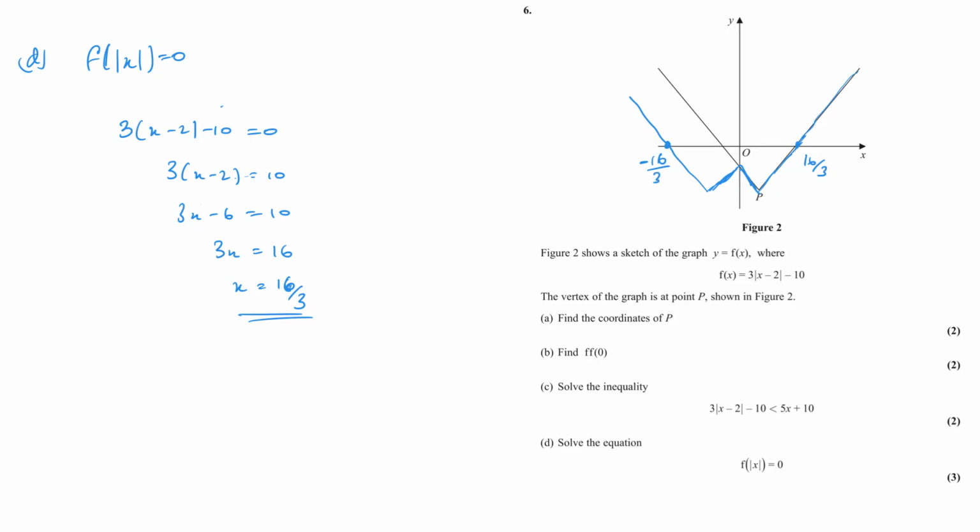So x equals 16 over 3 and x equals minus 16 over 3. I can state them both like that now because also I've shown my sketch. So it's the same on both sides. Okay, you could solve it with the modulus, keeping the modulus around the x, and then state the positive and negative afterwards. But that's probably the easiest way to do that question.